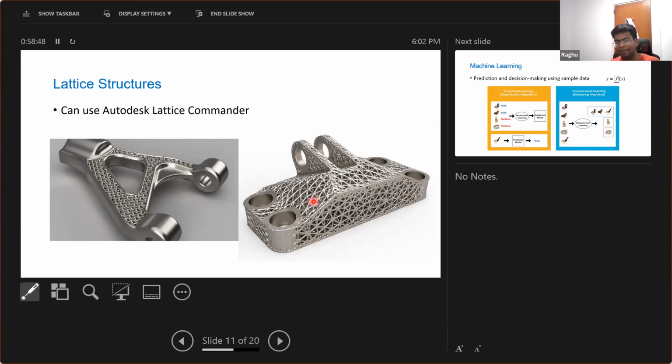So with this, I'm finishing on structural optimization. Let me stop there and ask you if you have any questions. Anywhere, it's fine.